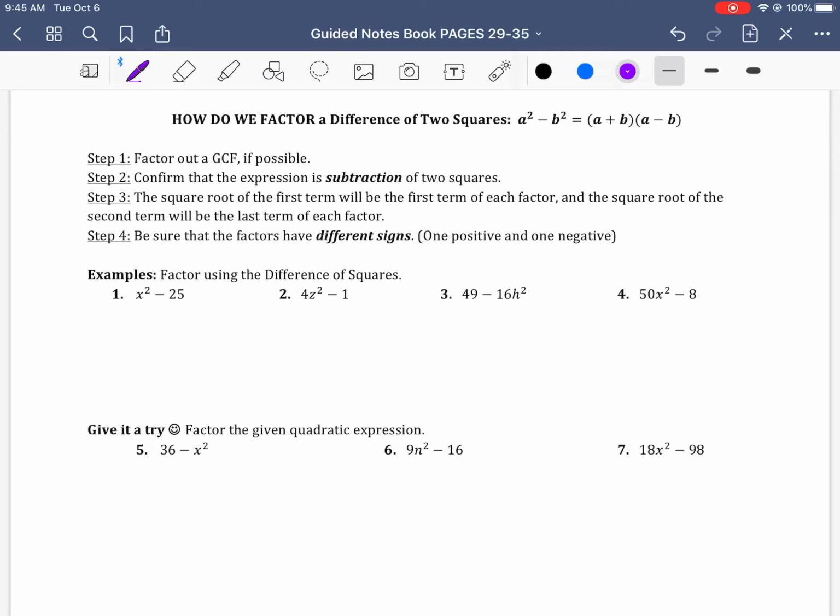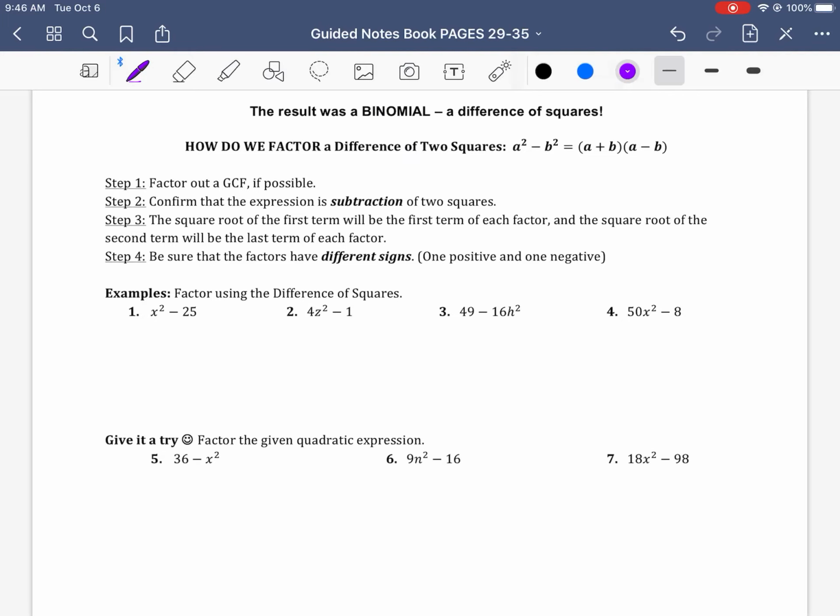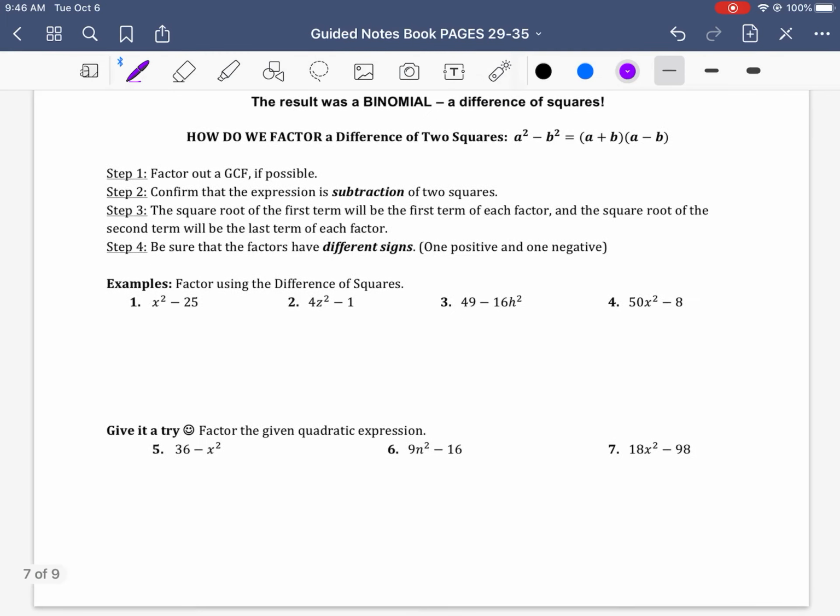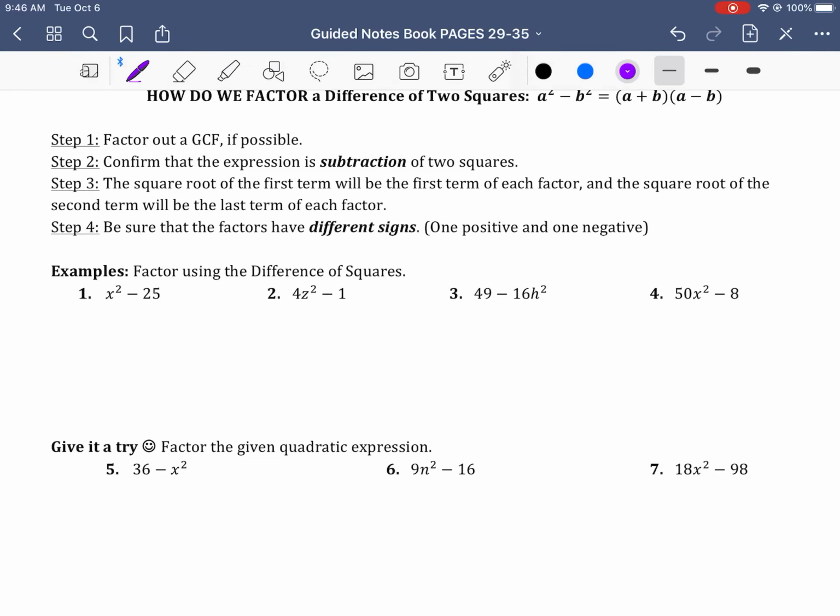First of all, looking at number 1, we have x squared minus 25. Notice it's a difference, it's subtraction. And the square root of x squared is just x times x, so we can split that one up. And then the square root of 25 is 5 and 5. And if one of those is positive and one of them is negative, that's where that middle term would cancel.